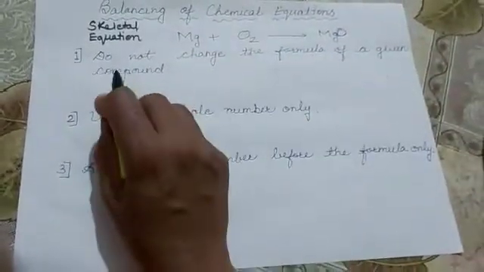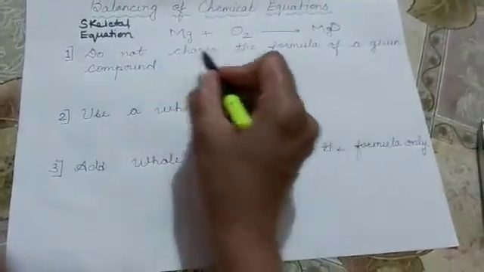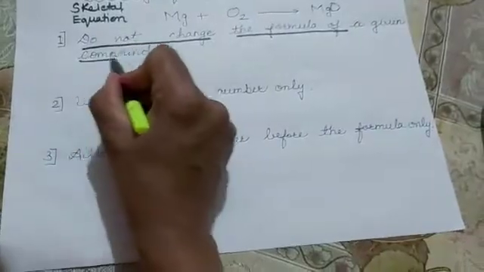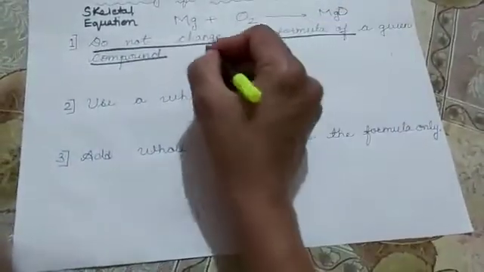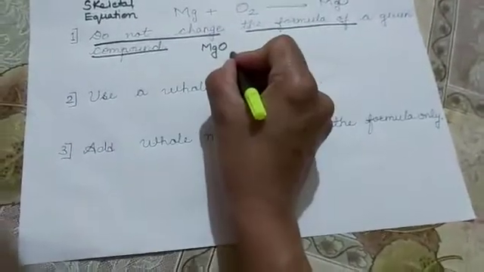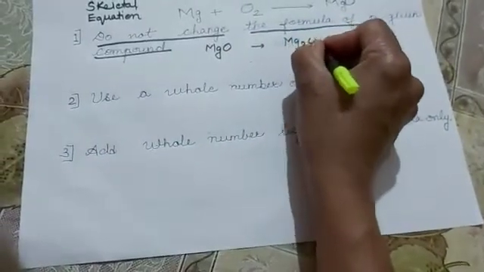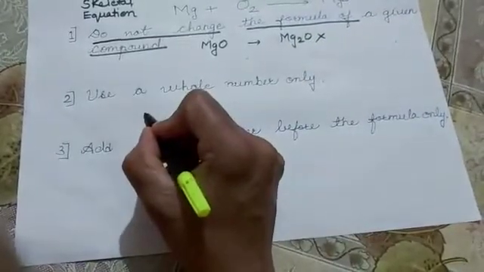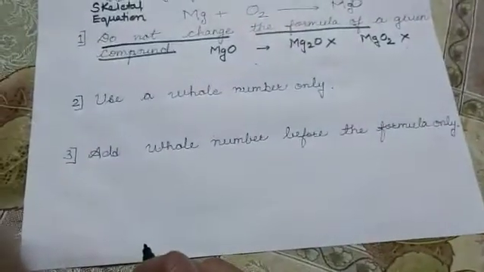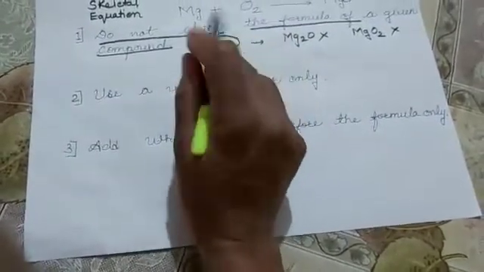Number one, whenever we see the formula of any compound in the equation, never ever change the formula. Here in this example, we have the compound magnesium oxide, so we cannot change the formula. It will always be MgO. If we try to make it Mg2O, or MgO2, then it will not be called magnesium oxide. It means we cannot change the original formula of a compound.